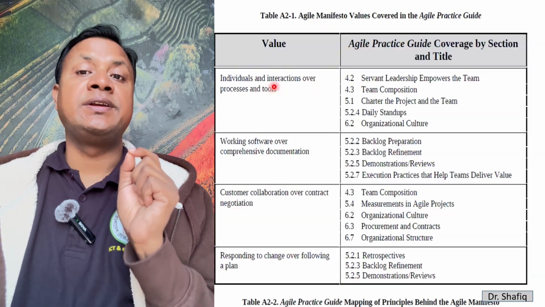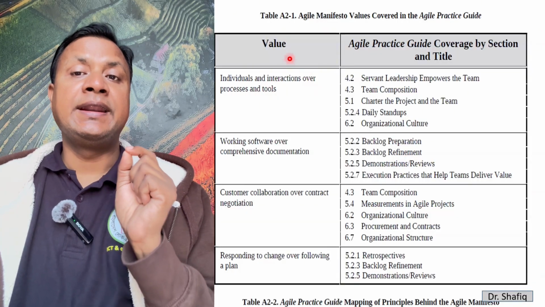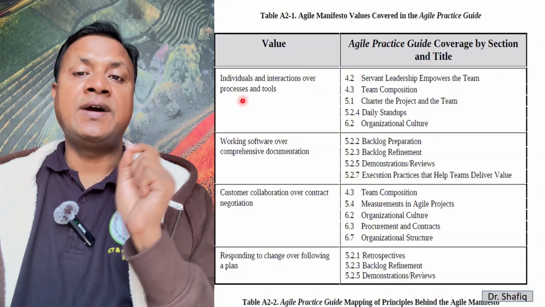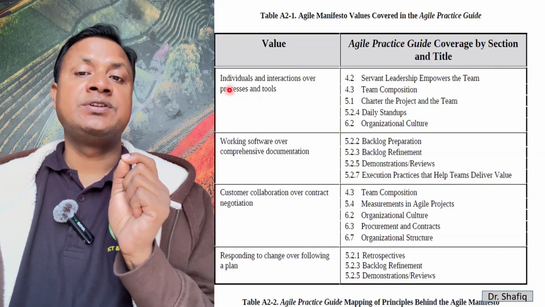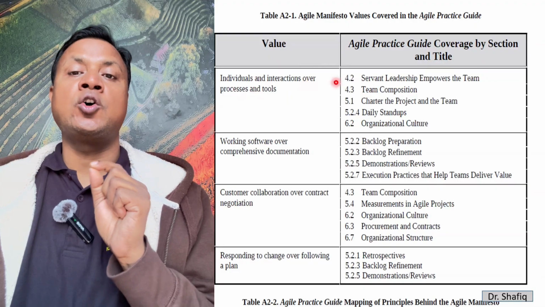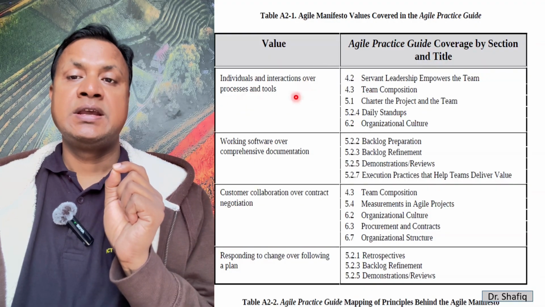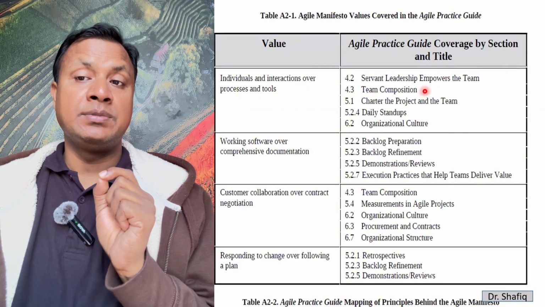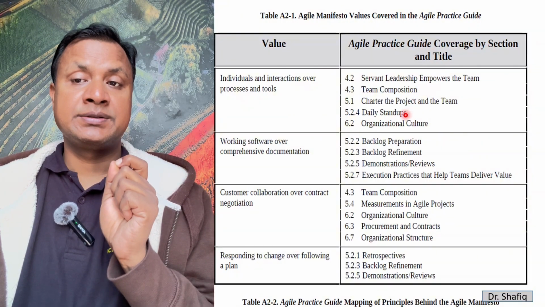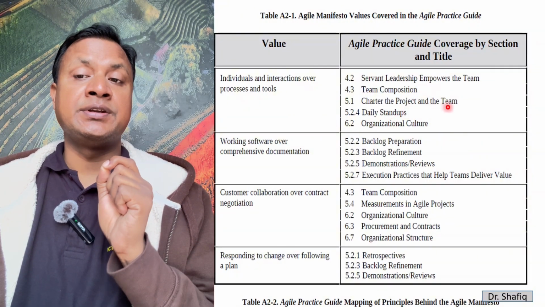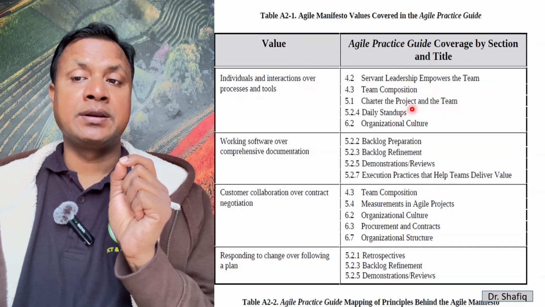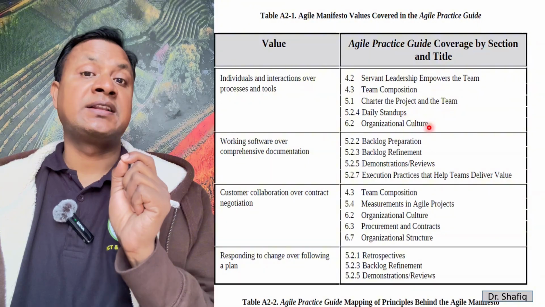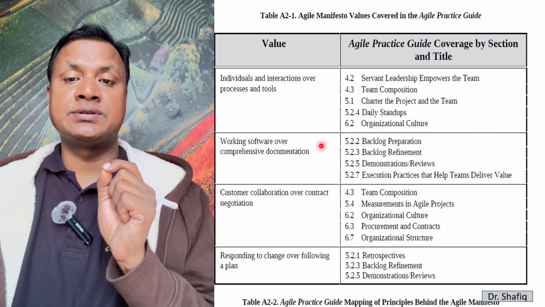If we focus on the agile values and how we find them in the Agile Practice Guide in the ECO, we'll find that our first value is individuals and interactions over process and tools. It means we focus on servant leadership, which empowers the team. Team composition matters. Charter the project and the team. So we need a project charter. Daily stand-up meetings help. And organizational culture should be changed in the agile process.